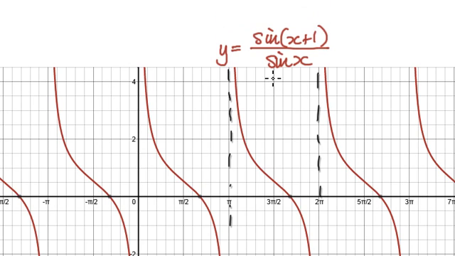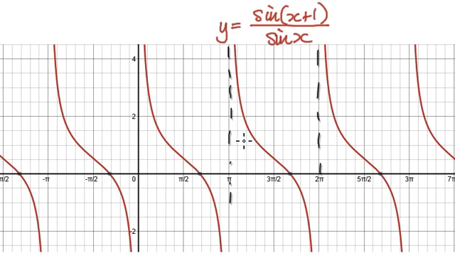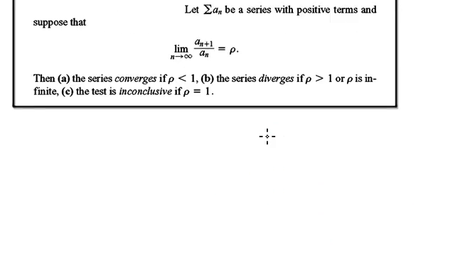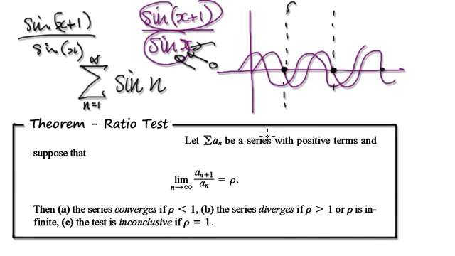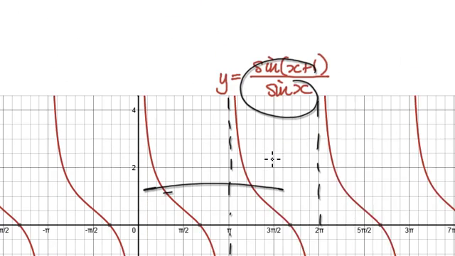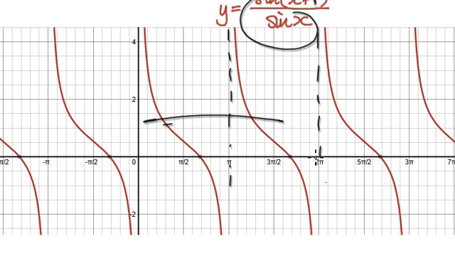Well, in order for you to use the ratio test, you have to have a limit. You see the limit of this, there is no limit. If you look at the theorem for the ratio test, it requires you to compute the limit of this thing here. Well, if you look at the graph back down here, there is no limit. The limit does not exist.